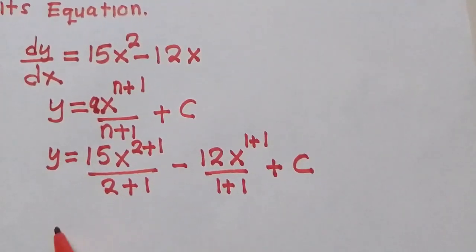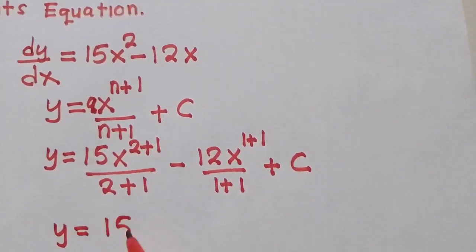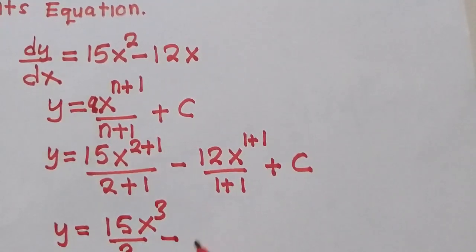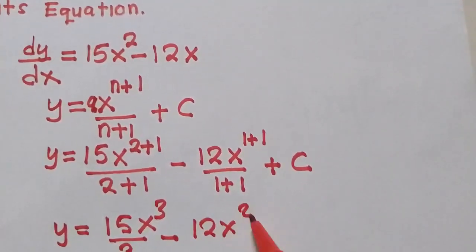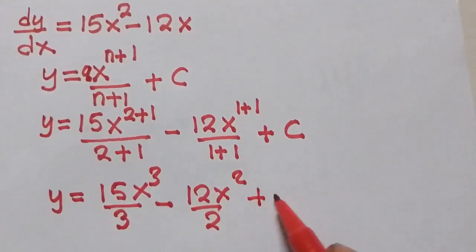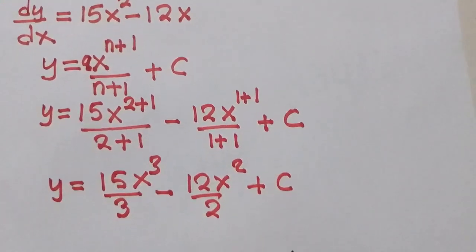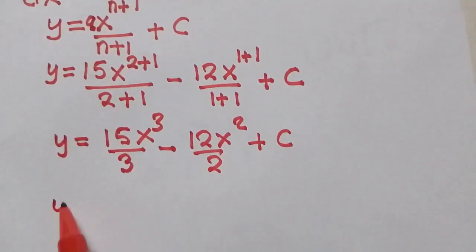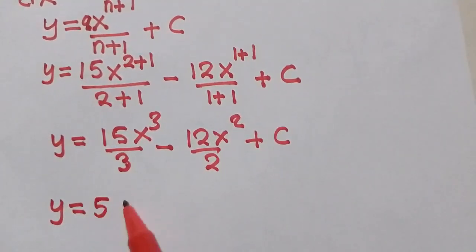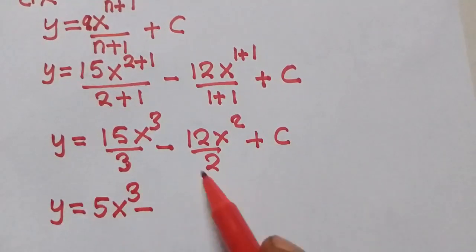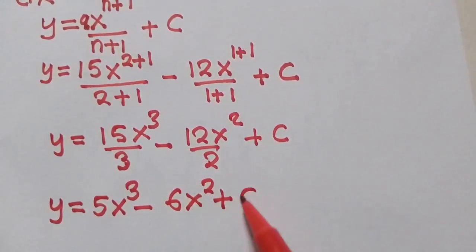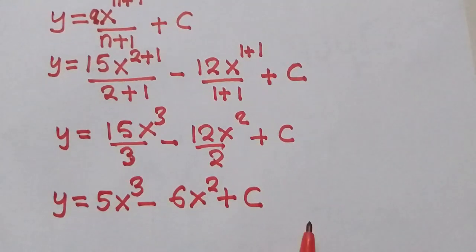So now I say this is equal to 15x cubed over 3 minus 12x squared over 2, then plus c. With this, I continue and say y is equal to 3 into 15, it is 5, so 5x cubed minus this into that, it is 6x squared, plus c. This is what I will do.